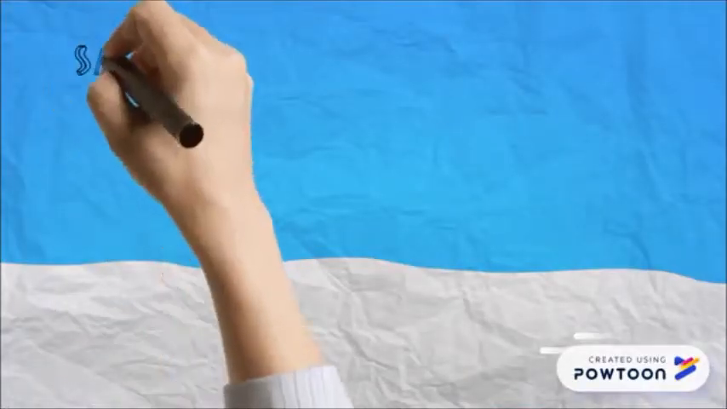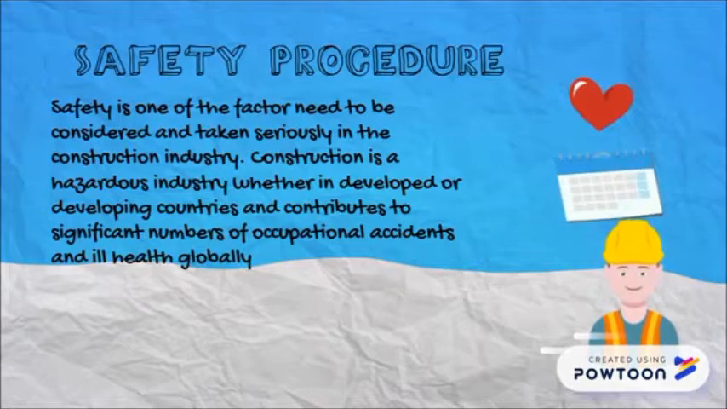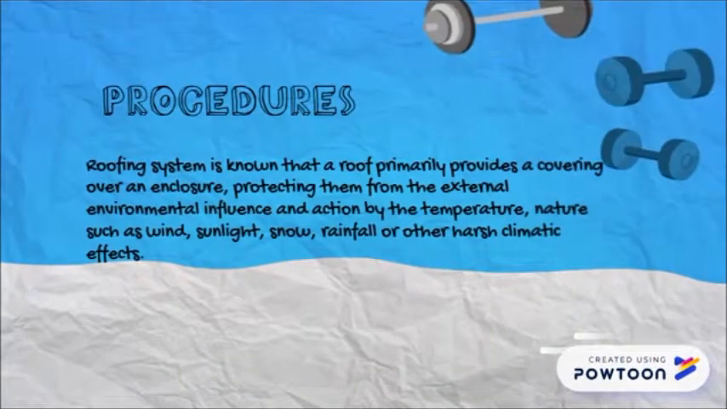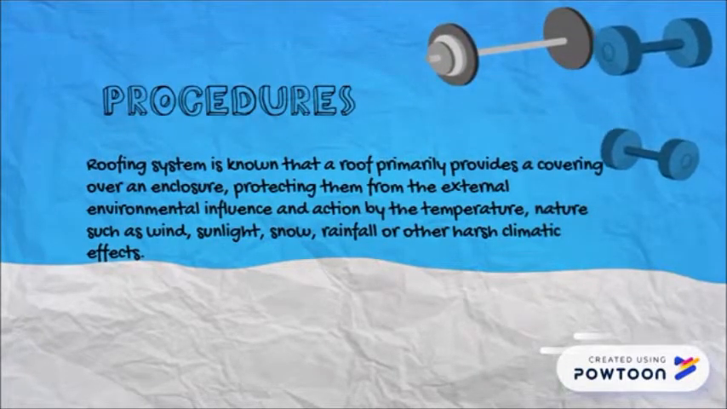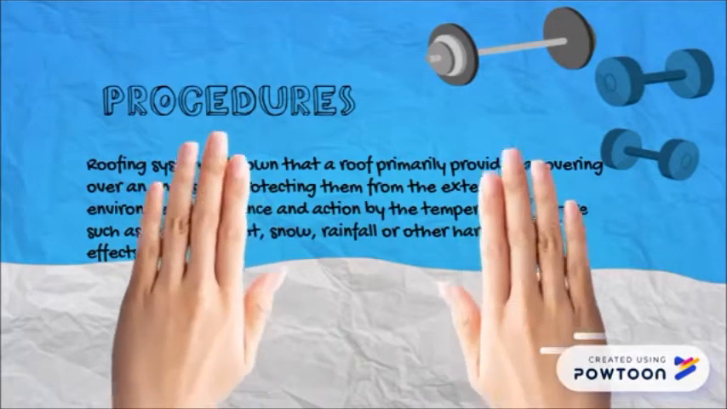Next is the safety procedure. Safety is one of the factors that need to be considered and taken seriously in the construction industry. Construction is a hazardous industry whether in developed or developing countries, and contributes to safety procedures. It is known that a roof primarily provides a covering over an enclosure, protecting it from external environmental influence and action by the temperature, nature such as wind, sunlight, snow, rainfall or other harsh climatic effects.